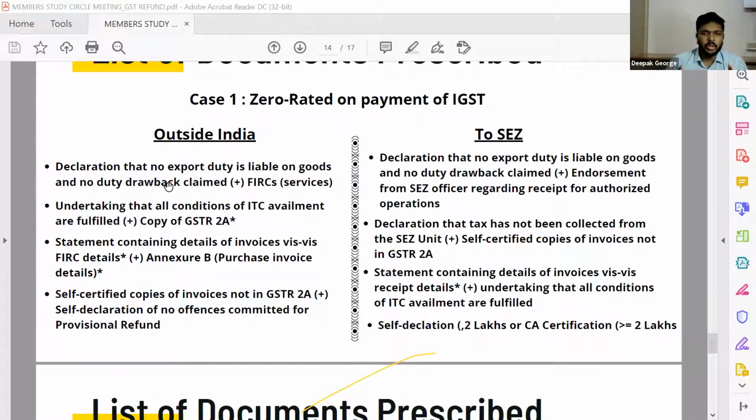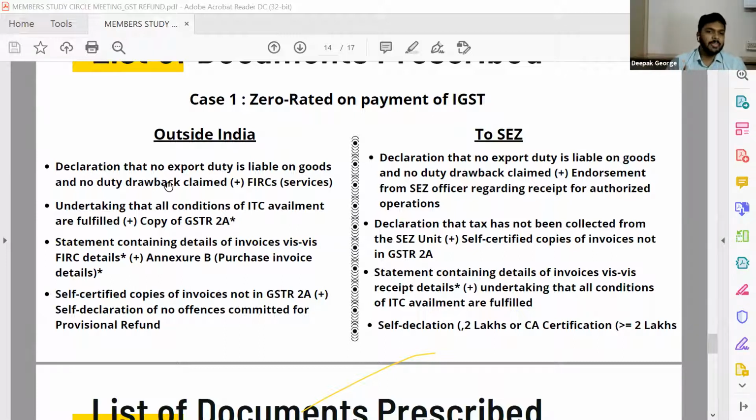One more thing is, for goods, there is no requirement to furnish FIRC. The circular has made it extremely clear. You just need to furnish your shipping bill and all that. There is no requirement to furnish FIRC as a proof of receipt in terms of export of goods, but not for services. Then you should upload a copy of your GSTR 2A. You should upload an undertaking that you have satisfied all the conditions of ITC.